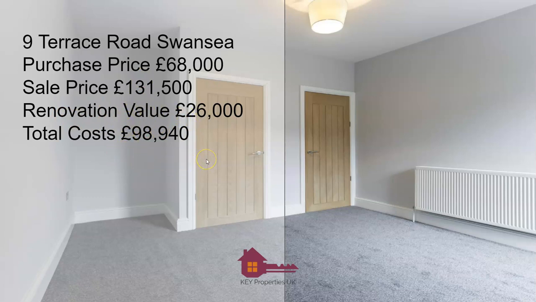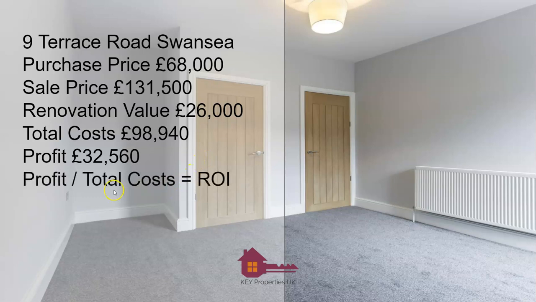So total cost, £98,940. The profit therefore was £32,560. And then you can divide those together to get the ROI, which in this property was 32.9%. Now on a normal house flip, if you're getting 20%, you're doing well. And on this one we got 32.9%. Very pleased indeed. There's lots of reasons why we do hit high marks with our flips. Location, choosing the right property, and you make your money when you buy, basically. So it's choosing the right property at the right time with the right works to do on it.